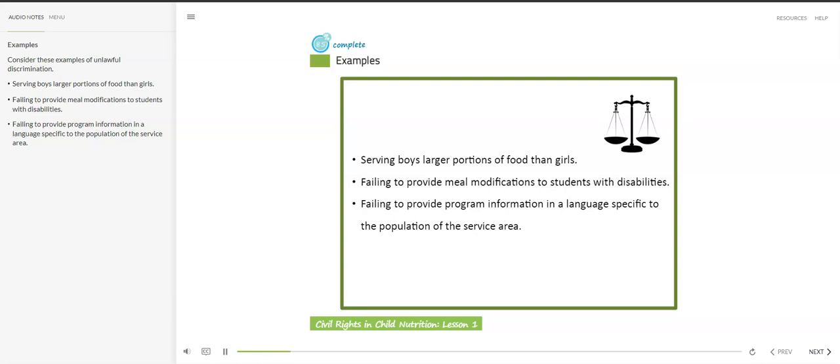Examples. Consider these examples of unlawful discrimination. Serving boys larger portions of food than girls. Failing to provide meal modifications to students with disabilities. Failing to provide program information in a language specific to the population of the service area.